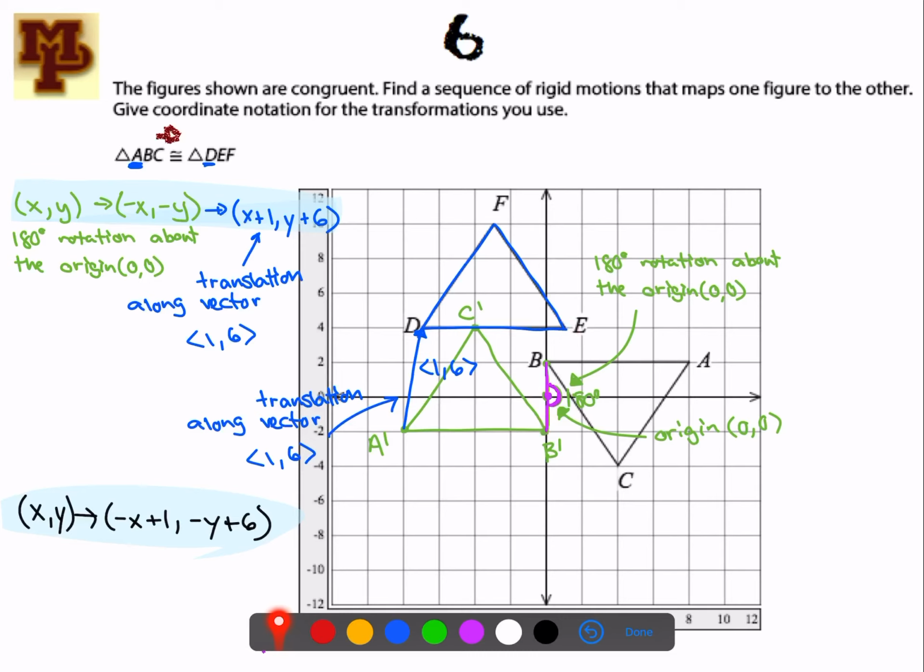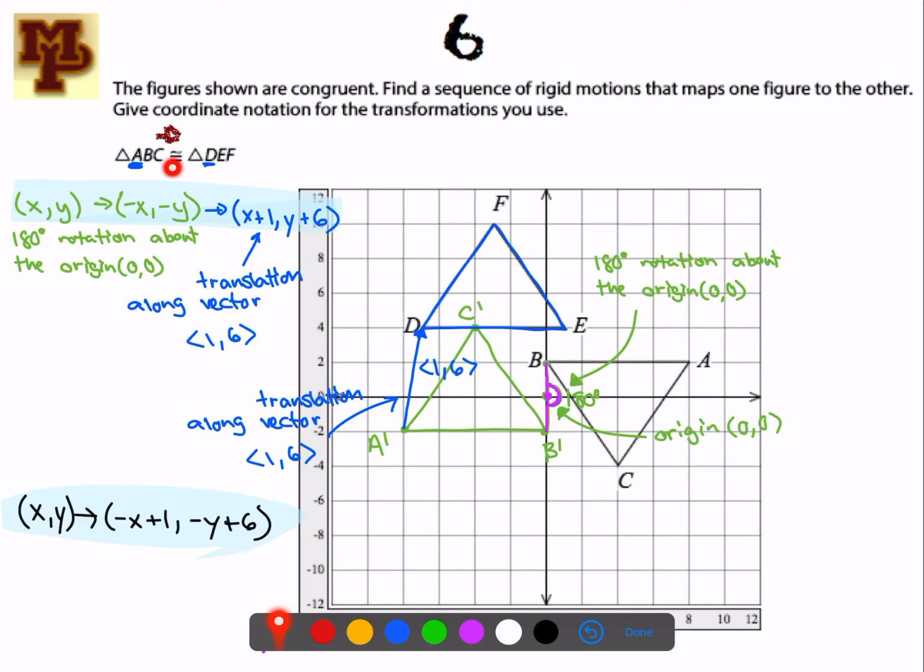Again, I listed the amount that we're rotating. I do not need the direction of rotation for 180 degrees, and then the point that we're rotating about. Also, I wrote the vector in component form, as well as coordinate notation. And then again, if we put everything together, we get xy turns to -x plus 1, -y plus 6.